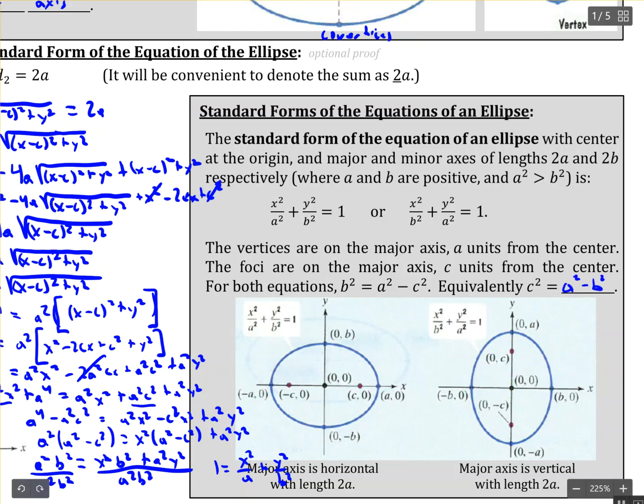And I kind of like to think of this as just bigger squared minus the smaller squared. I don't really even keep track of what's a and b in these necessarily. This needs to be positive, so I take the bigger minus the smaller.